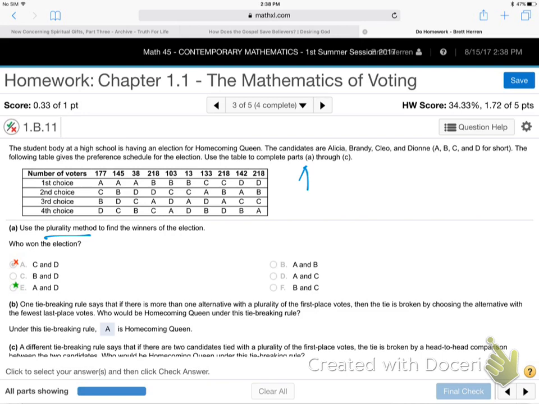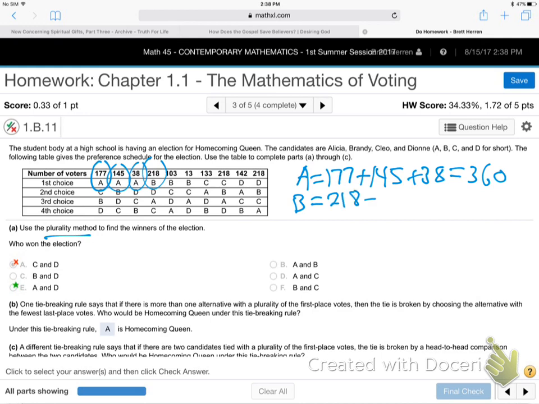So how many first place did A get? Well, these 177, these 145. You with me on that? Put A 38. Also put A first. Anybody else? That's it. Whatever that adds up to be. Somebody have a calculator? 360, thank you. 360 people put A first. And then how many people put B first? Well, 218, 103, and 13. 116, 334. Is that right? Check me on the calculator.